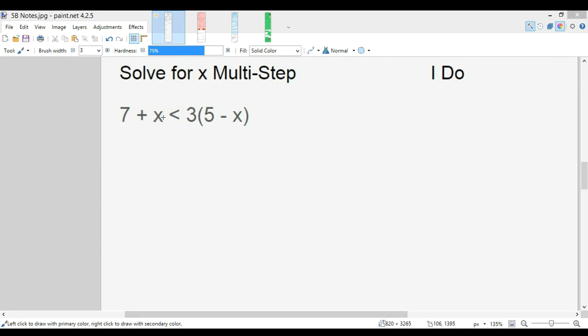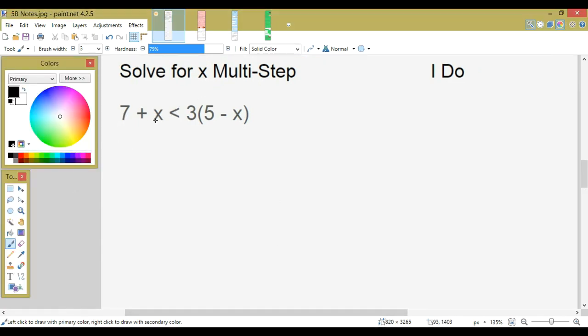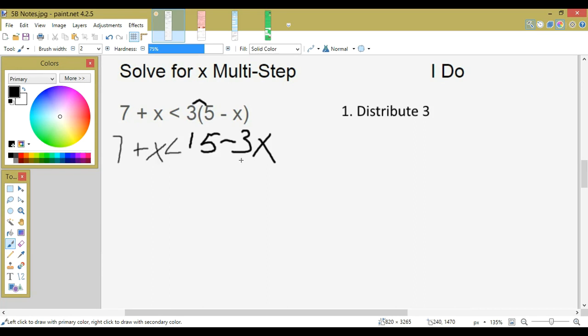Solve for x, multi-step. We have 7 plus x is less than 3 parentheses 5 minus x, close parentheses. Step 1, distribute the 3, multiply each term by 3. So 3 times 5 is 15. 3 times negative x is a minus 3x. From here, we carry everything else down. So we have 7 plus x is less than 15 minus 3x.